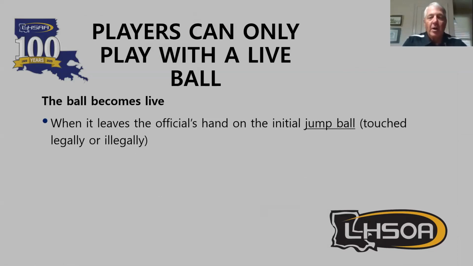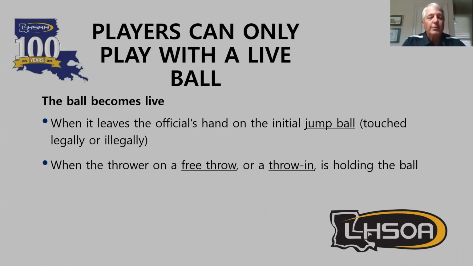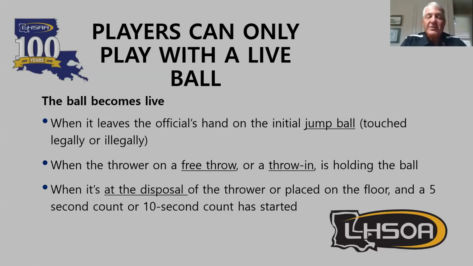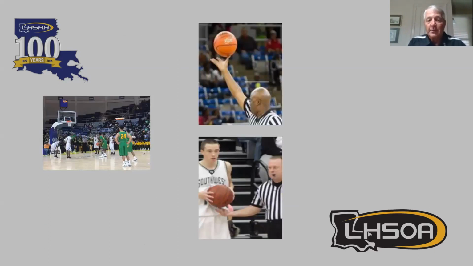So here we are when the ball leaves the official's hand on an initial jump. And at that point, whether it's touched legally or illegally, it was live. When the ball is handed to a thrower for a free throw or a throw-in, or bounced to them and they've caught it and are holding the ball. And the third point, when it's at the disposal of a thrower because it came out of the net and the player's ignoring the ball, or it's been placed on the floor by an official who then starts a 5-second or 10-second count. So those are the only live balls.